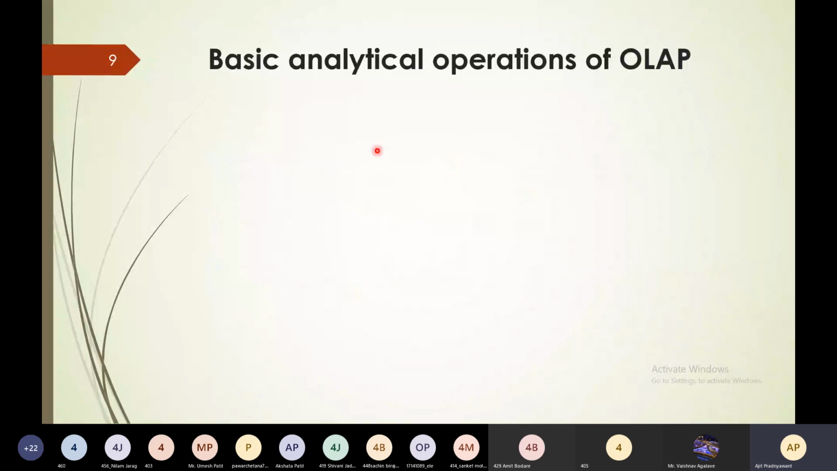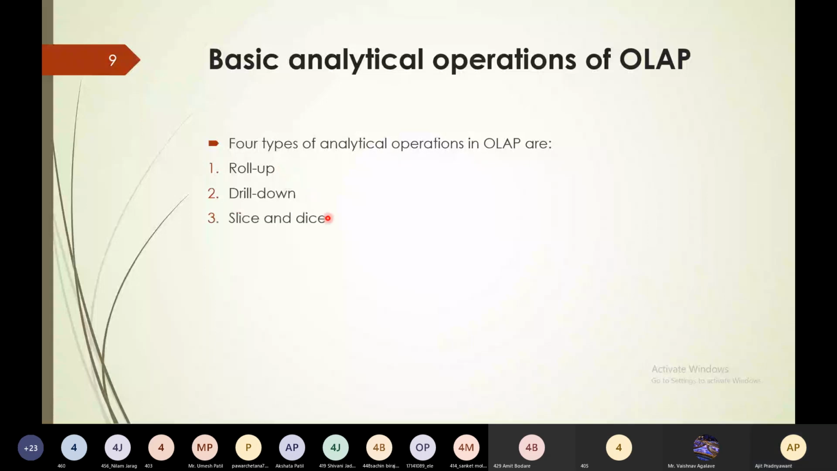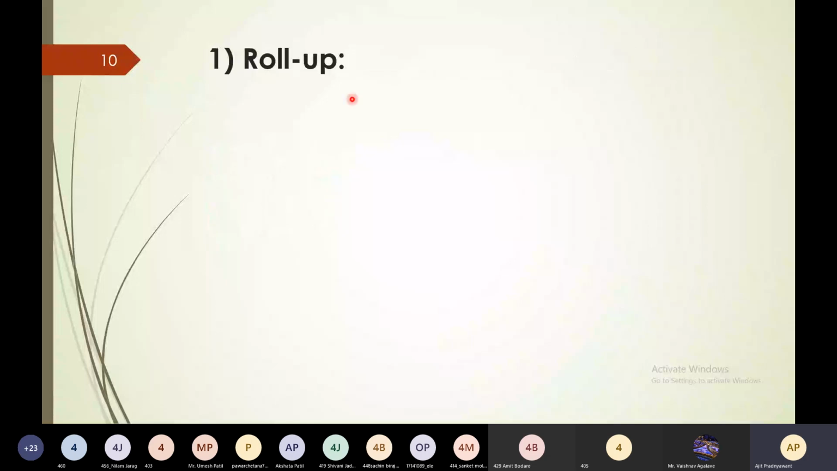So let's begin with the basic analytical operations of OLAP. There are 4 types of analytical operations in OLAP. First one is roll up, next one is drill down, third is slice and dice, and next one is pivot. Now we are going to learn them one by one, and it's quite interesting to learn all these operations in OLAP. First one is roll up.